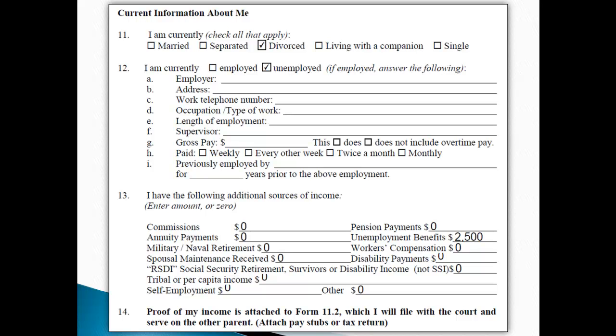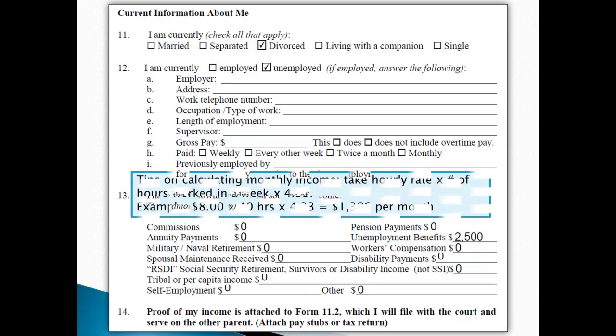Question 12 asks about your current employment. If you are unemployed, you can check the unemployed box and then provide any other sources of income you may have, including unemployment. If you are employed, be sure to completely fill in the name of your employer, your address, and your pay. No spaces should be left blank because this is information about you. You must provide your gross income.